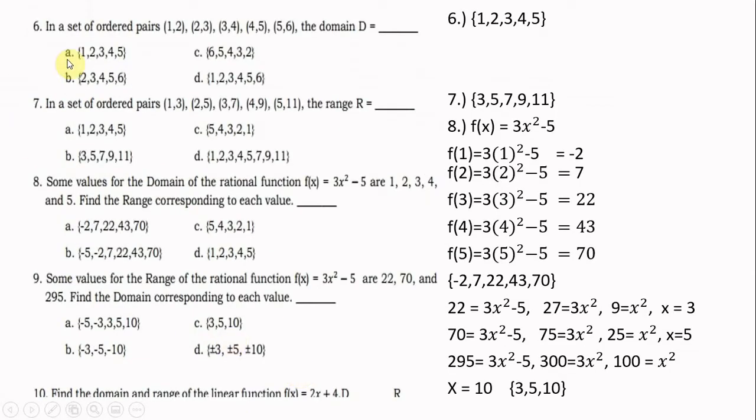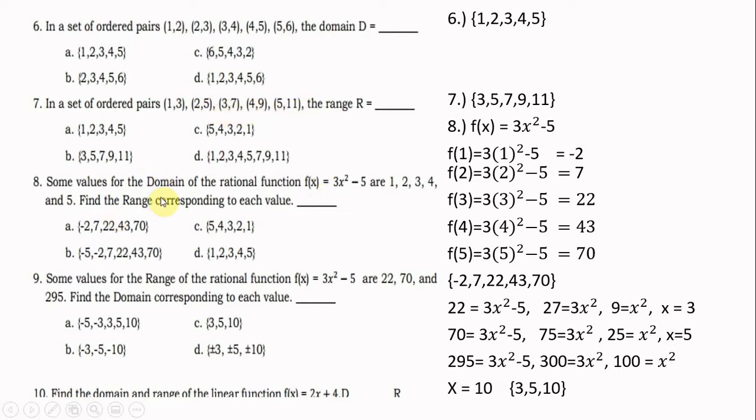Okay, number 6: in a set of ordered pairs (1, 2), (2, 3), (3, 4), (4, 5), (5, 6), the domain is 1, 2, 3, 4, and 5. Okay. Next, number 7: in a set of ordered pairs (1, 3), (2, 5), (3, 7), (4, 9), (5, 11), the y values are 5, 7, 9, 11.